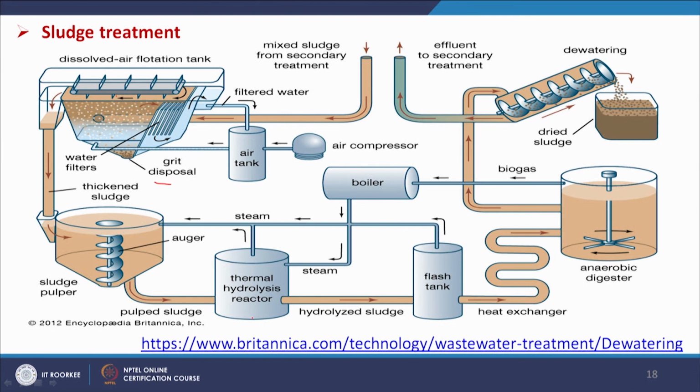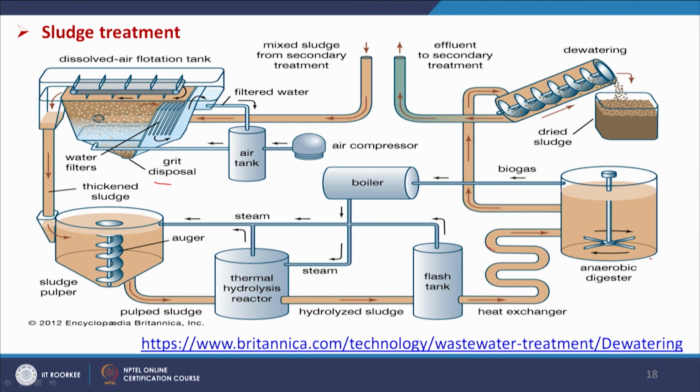After thermal hydrolysis it goes to the flash tank, where there is very high pressure and temperature. We are reducing it in the flash tank, and since the pressure is reduced, some water will be vaporized and go out, and the remaining part comes here for anaerobic digestion.